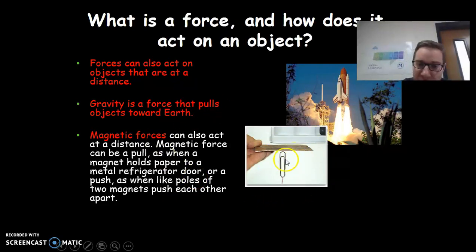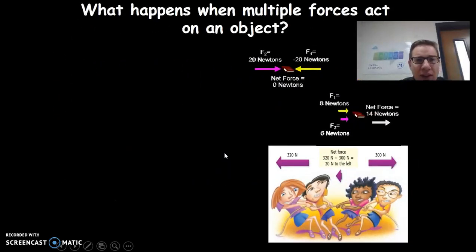And so here's a little example of a magnet, and there's a paper clip getting attracted to the magnet, even though it's not touching the magnet up here, it's just being attracted to it. All right, so let's get on to the other side of your paper.